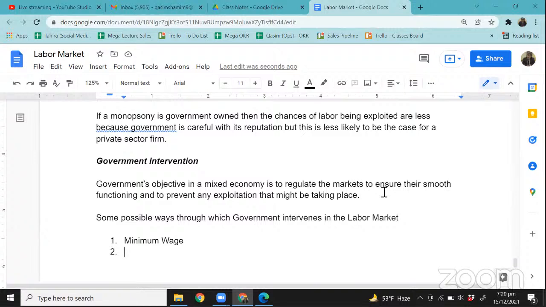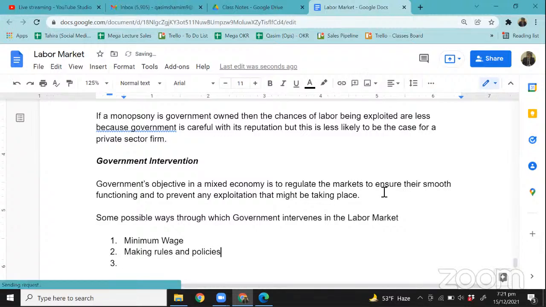It could also be per hour. So if someone is working on an hourly basis in, let's say, Pakistan, you can't pay them anything less than, let's say, 150 rupees or 200 rupees or whatever, right? So there has to be a minimum benchmark that you have to pay to your workers. So that's minimum wage. Then another way through which government regulates the labor market is through making rules and policies, right?